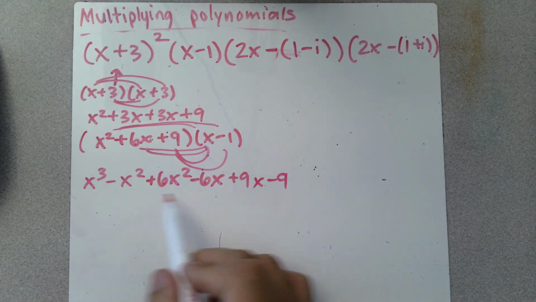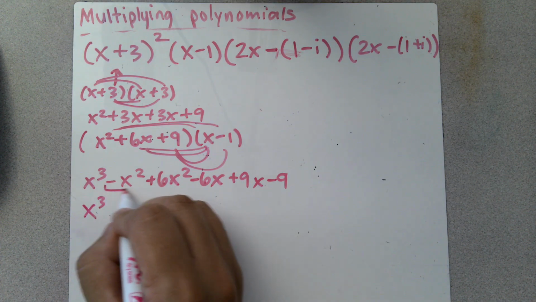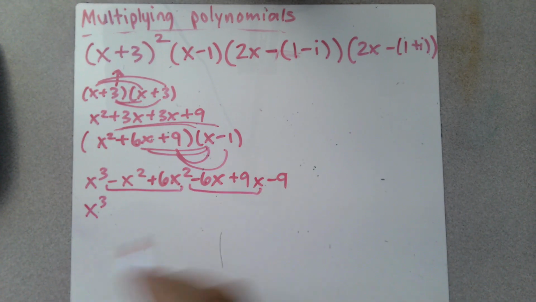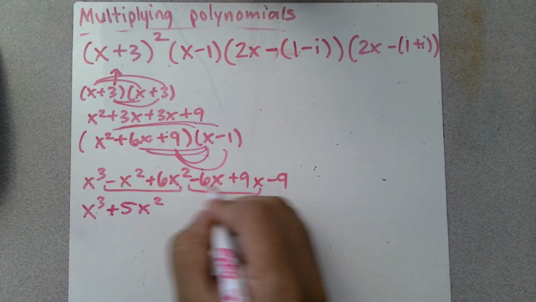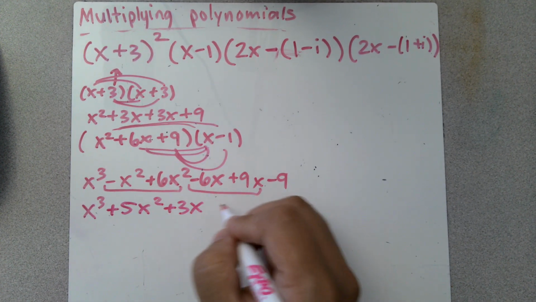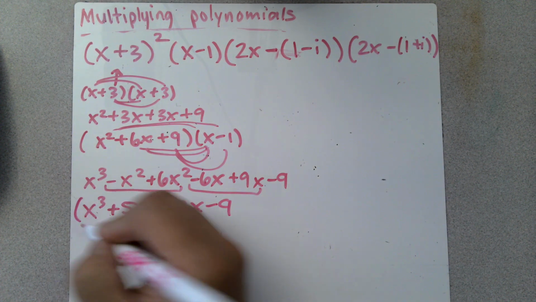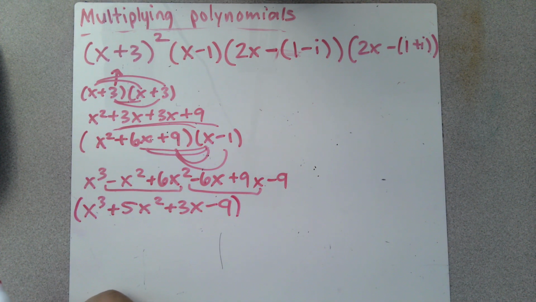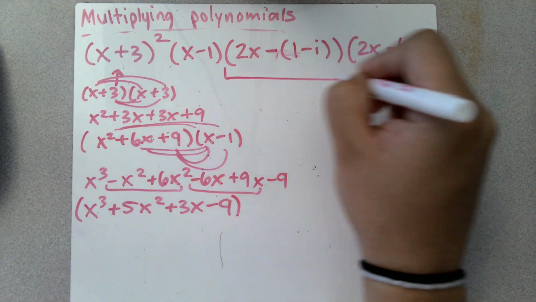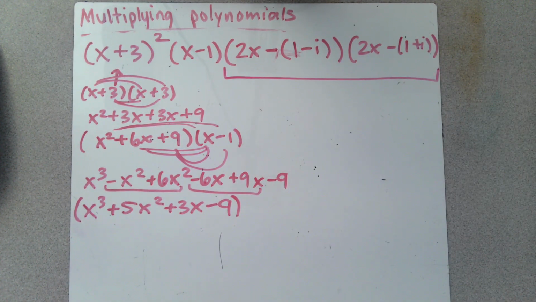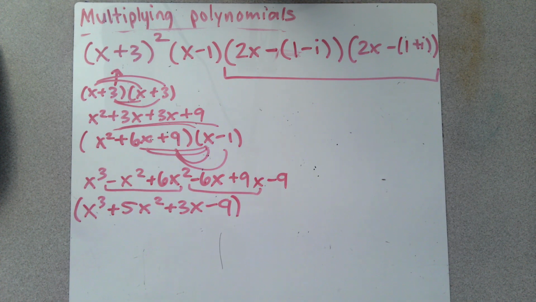So we combine all our like terms, we're left with x cubed. These are like terms, these are like terms. Plus 5x squared plus 3x minus 9. What I'm going to do is keep this to the side for now. And we're going to multiply these two monsters together. And they really are monsters. At least they start off as monsters.